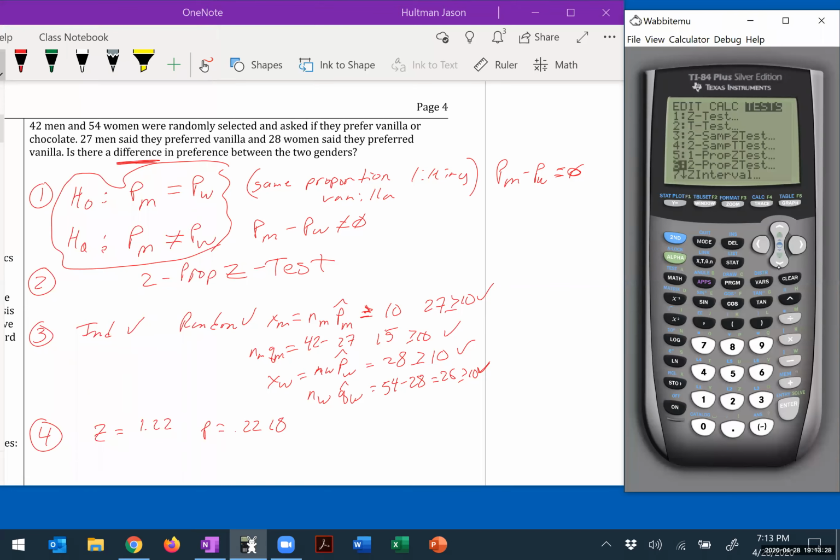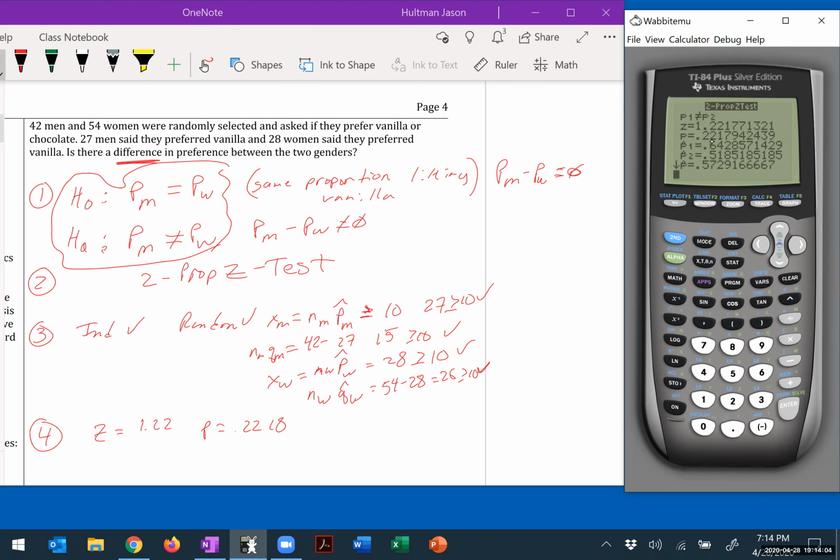Now we're going to go to 6, and it asks how many successes in my first group? How many men like this? It was 27 out of 42. How many successes in my second group? That was 28 out of 54. And I want not equals, P1 is not equal to P2. And I want to calculate this. And it gives me the exact same z score and p-value. The p-value is 0.2218.